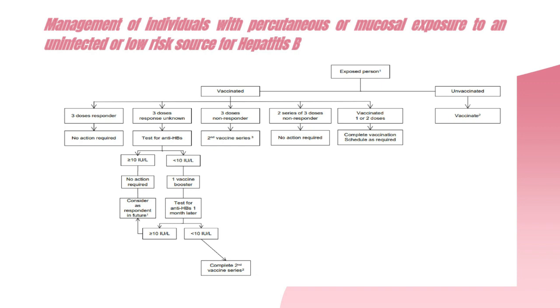If the exposed has had 3 doses and is a known non-responder, give the second course of vaccine. If the exposed has had 2 series of 3 doses and is a non-responder, no action is needed. If the exposed has been vaccinated with 1 or 2 doses only, then complete the vaccination schedule. And if the exposed person has never been vaccinated, then vaccinate that person.